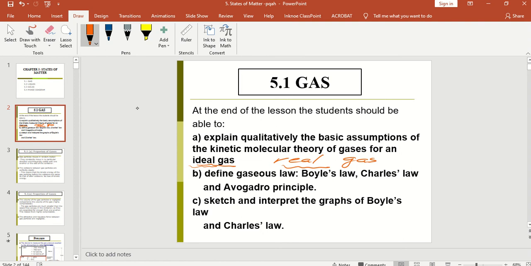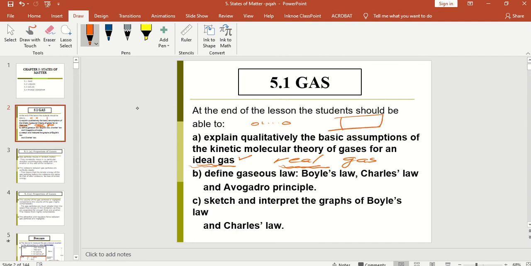We assume that there is no force between gas particles, but in reality, in real gas, there are intermolecular forces between two particles of gas. But we assume that there are no forces, to make our calculation easier, and we call it ideal gas. And also we have another assumption regarding its volume.